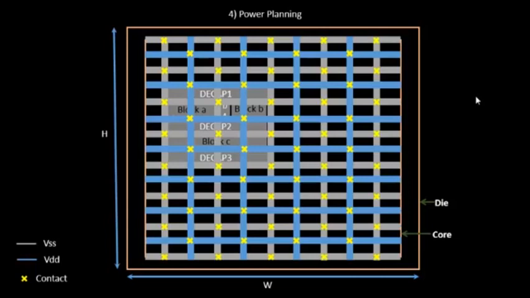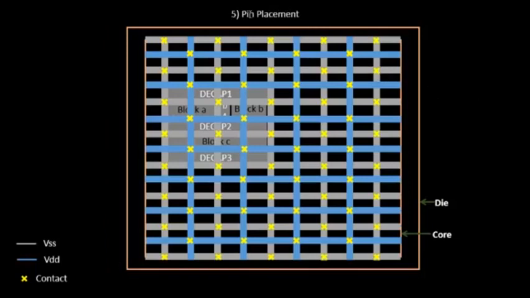Since I'm already running out of time, the next step is pin placement. It's a very simple step. Once we do the pin placement and the logical cell placement blockage, we are ready with our floor plan. So let's look into these two steps in the next video.